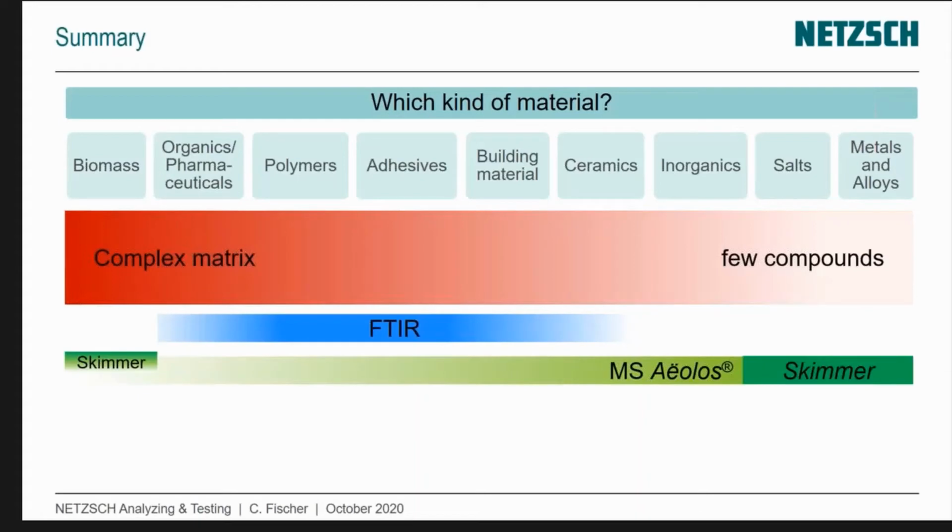If the task is to detect permanent gases or small organic fragments, the MS-IR system is the right instrument. For high boiling salts, metals, or organics with high boiling points, the skimmer system is the right system. Finally, GC-MS enables the separation of complex mixtures which appear during the decomposition of biomass, organics, pharmaceuticals, or polymers.